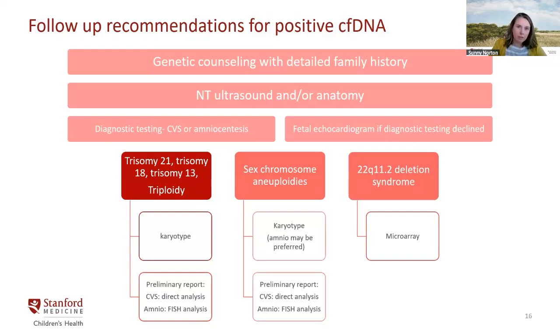And for any microdeletion condition, specifically 22q deletion syndrome, we would offer a microarray, which can be performed from CVS or amniocentesis as well. Each of these tests have about a 2 to 3 week turnaround time. And in some situations, we can offer a preliminary result looking at direct preparation from CVS or a FISH analysis from amnio. We get a preliminary result in maybe 2 to 3 days. It might provide us some more information, but it's not as comprehensive.